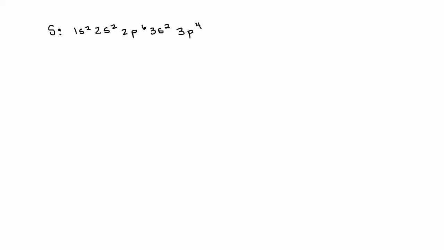Now, to determine the number of valence electrons, I'm going to just take the outermost energy level and find out how many electrons are there, because those will be my valence electrons. The rest of them, the rest of all of these, are what we call core electrons. So I've got 2 valence electrons here and 4 here, which gives me a total of 6 valence electrons.